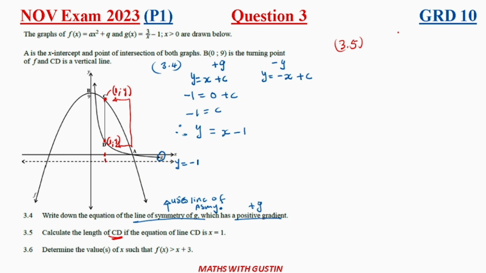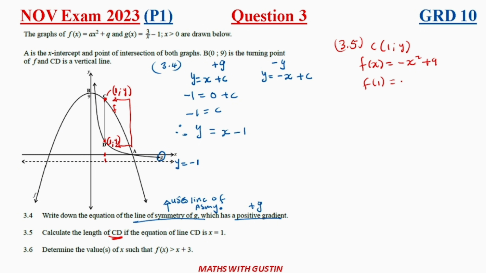Okay, so what do you have? You have coordinate C, which is (1, y). You are looking for the y value, and coordinate C you find in the f function. So you take the equation of the f function, which is x squared, no, which is negative x squared plus 9. All right, I think I'm correct. Yes, I am.